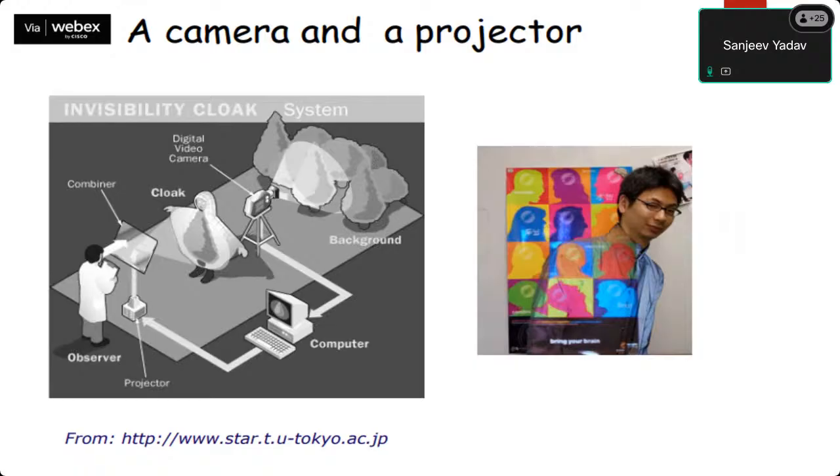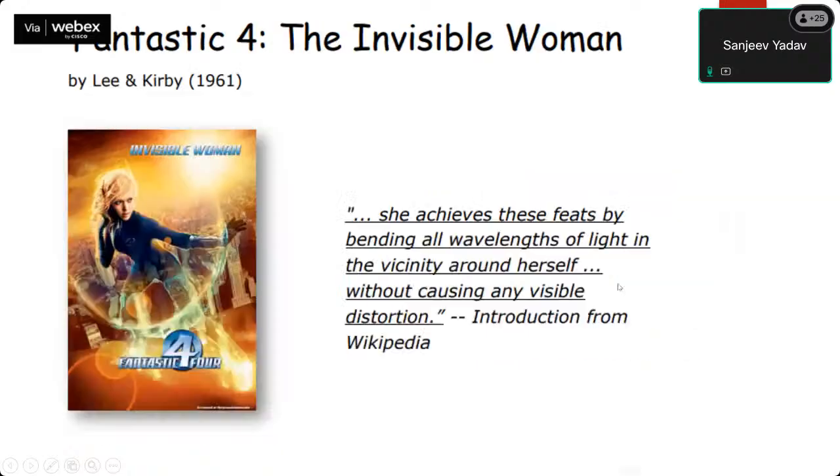Here, when a person is standing in front of this projector, you can see that he is wearing some cloaking material, and the signal is going to the screen as well. Here you can see the Fantastic Four movie, the Invisible Woman, again one of the examples of electromagnetic cloaking.